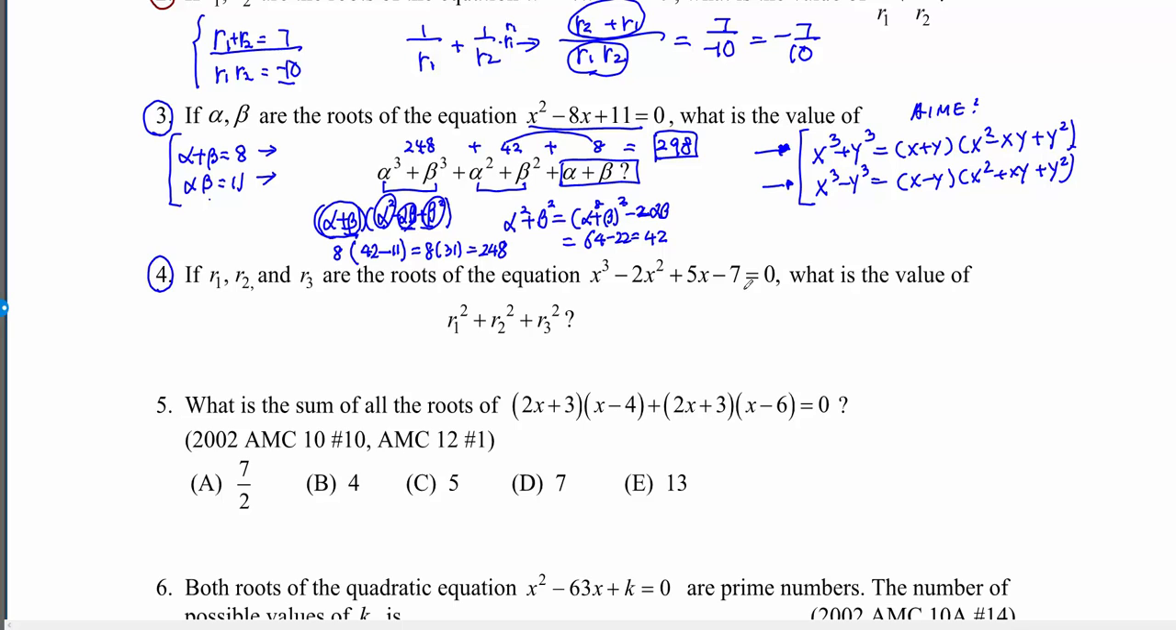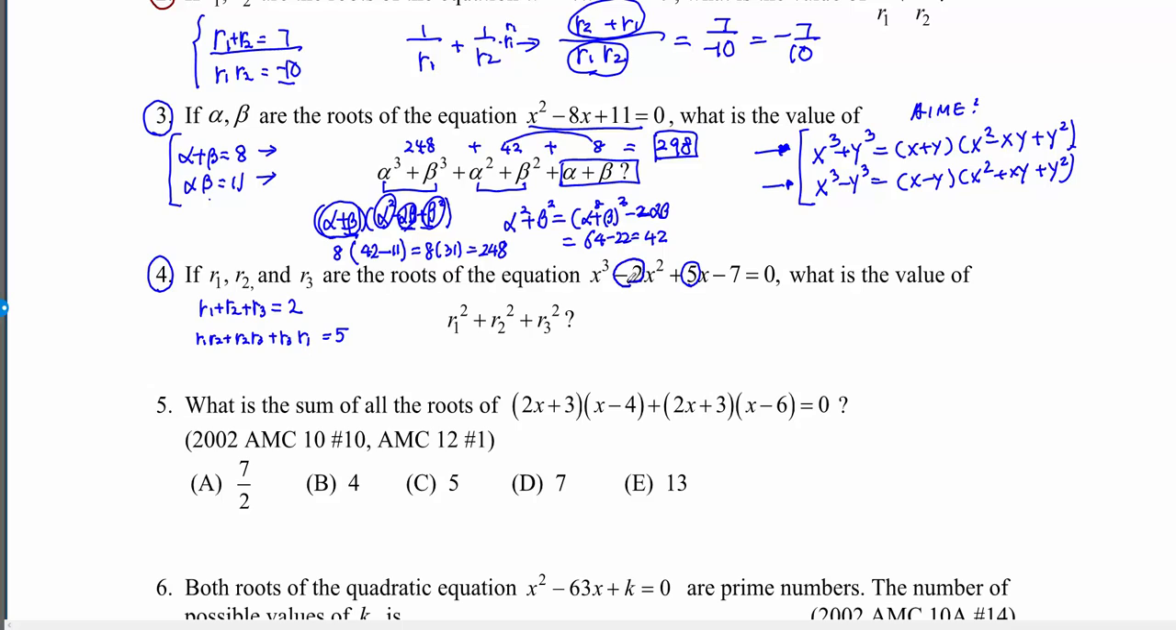What is that? First, can you find the sum of roots? I'm gonna write. Sum of roots is what? R1 plus R2 plus R3 is how much? 2. 2, right? Very good. The next one, R1 R2, R2 R3, R3 R1, right? Sum of two products. That is equal to how much? Negative? 5. No, 5. Okay? Okay. 5.